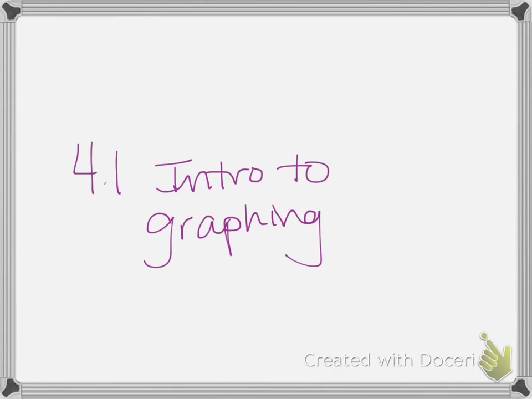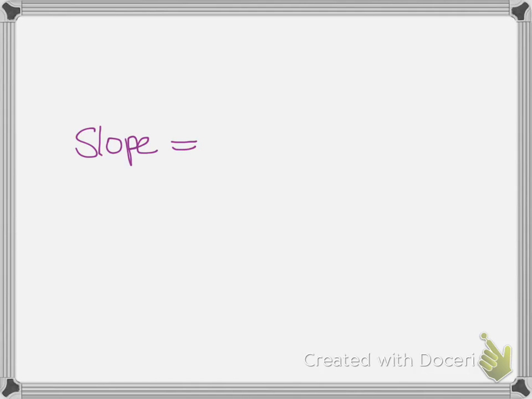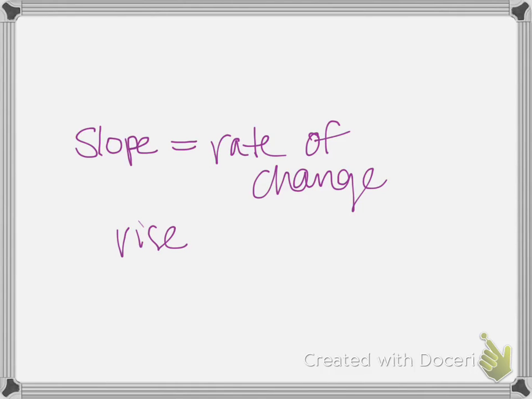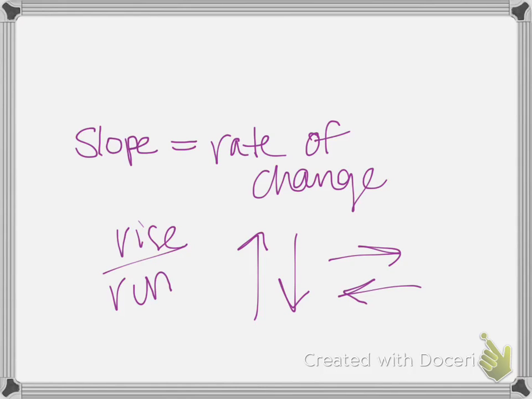So in this video for 4.1 we are going to be starting off doing a little bit of graphing. Okay, so slope. Slope is a rate of change. So you're rising and then you are running. So you have to rise or fall first and then you are running right or left.